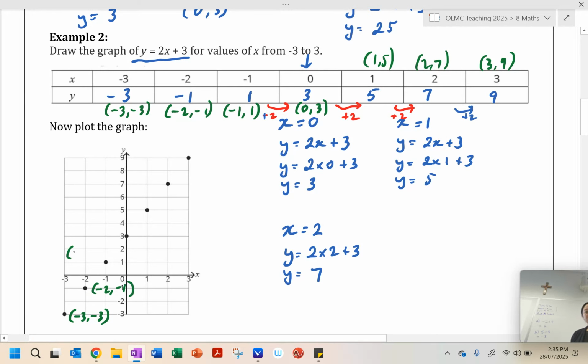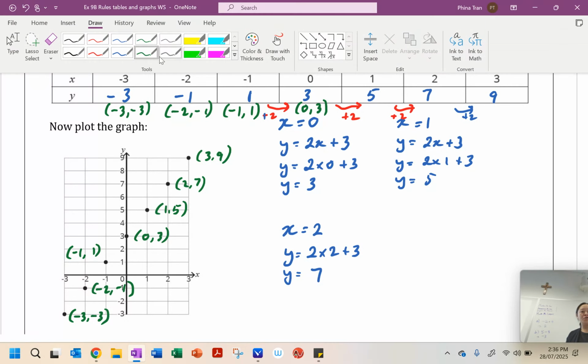Do you want to take a moment to label each of these points with the coordinates we've come up with from the table of values? So that's 1, 5, 2, 7, and 3, 9. Okay. So plotting means each point must be drawn. It's not a matter of drawing 2 points and joining it up. Then get your ruler and join all those points up.